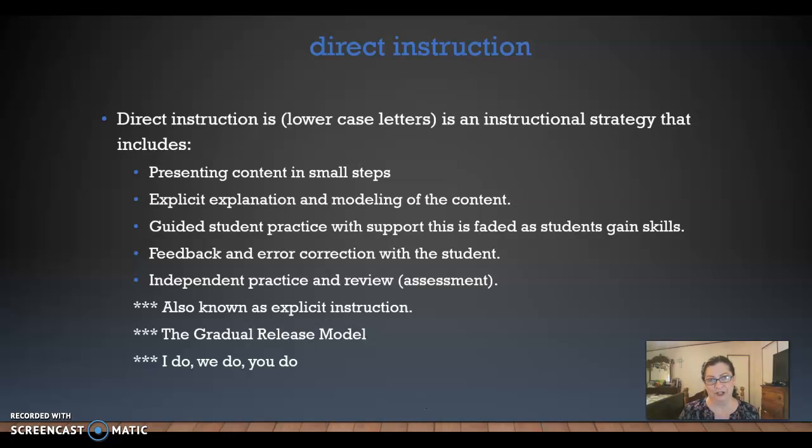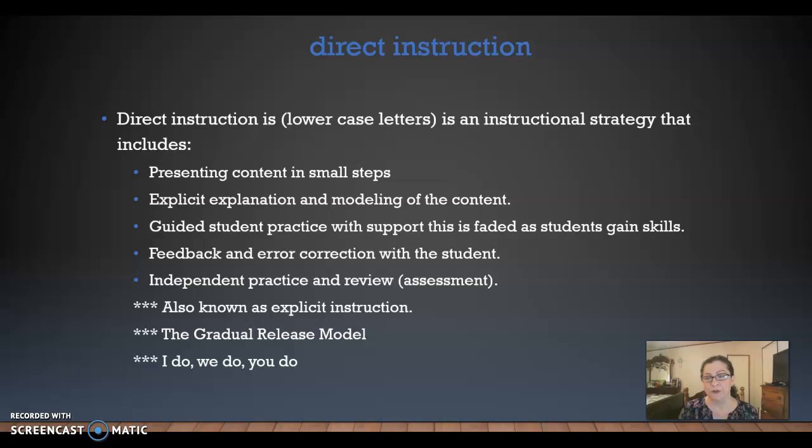And now for direct instruction. As you can see here, this is the lowercase direct instruction. And this is an instructional strategy that includes presenting content in small steps, explicit explanation and modeling of the content, guided student practice with support that is faded as students gain the skills, feedback and error correction with the student, independent practice and review on an assessment.